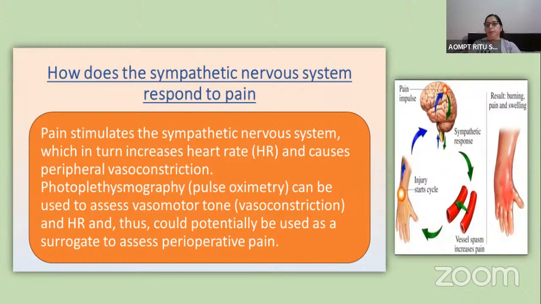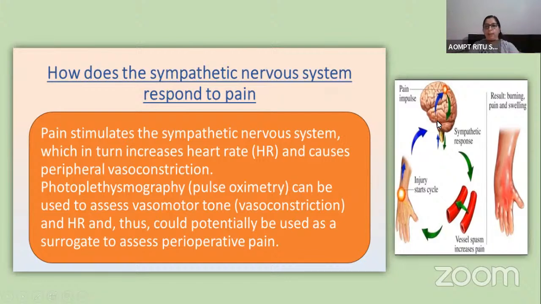So how does the sympathetic nervous system respond to the brain? The pain stimulates the sympathetic nervous system, which in turn increases heart rate and causes peripheral vasoconstriction. Vasoconstriction means they are narrowing. Photoplethysmography, like the pulse oximetry, can be used to assess vasomotor tone, vasoconstriction, and heart rate, and thus could potentially be used as a surrogate to assess perioperative pain. So these are the things we see with vasoconstriction. The pulse oximeter is important.